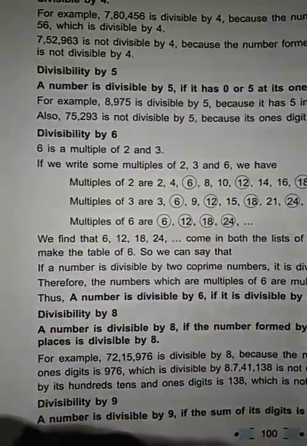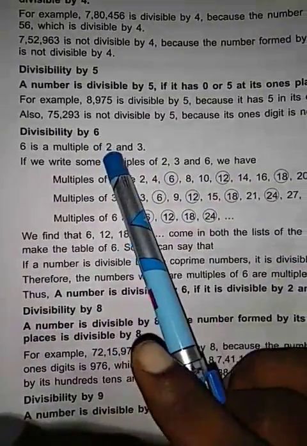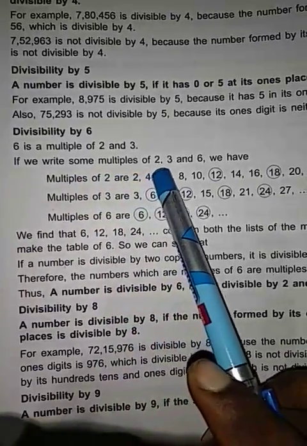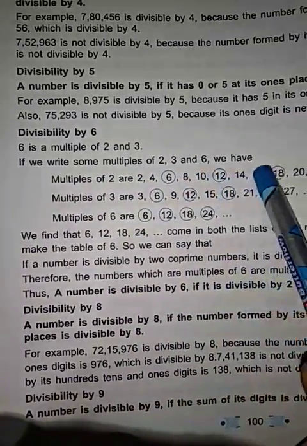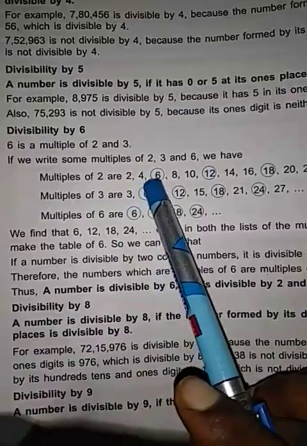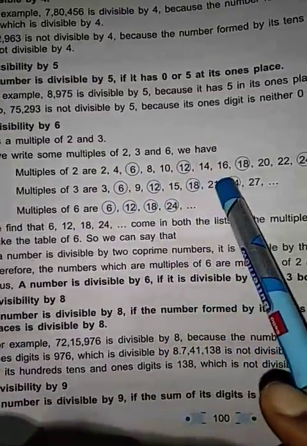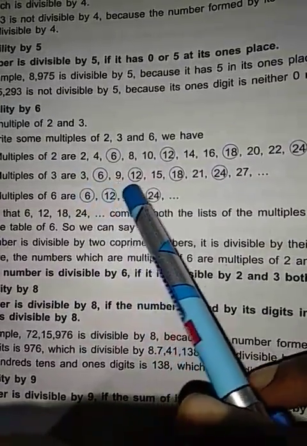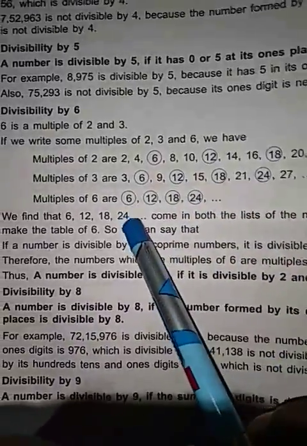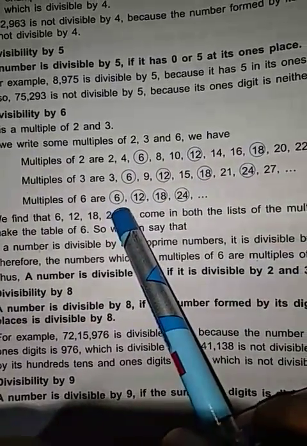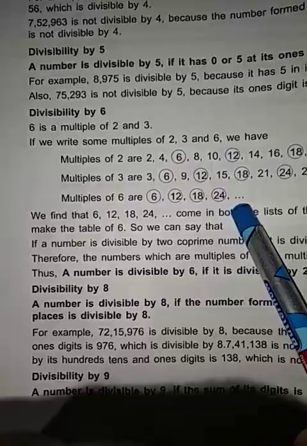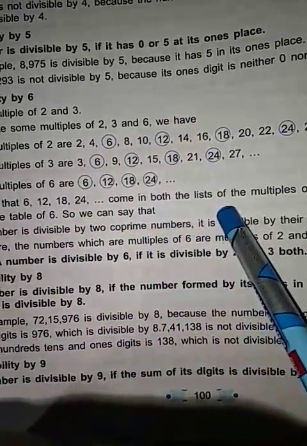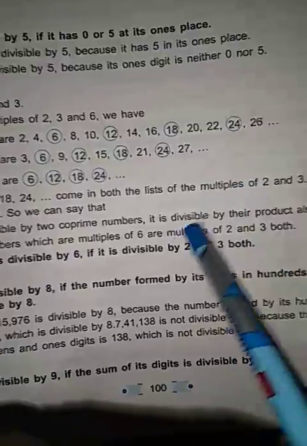Divisibility by 6. 6 is a multiple of 2 and 3. We know very well, so we write the multiples of 2, 3 and 6. The multiples of 2 are 2, 4, 6, 8, 10, 12, 14, 16, 18, 24. And of 3 are 3, 6, 9, 12, 18. So the common multiples are 6, 12, 18 and 24. We find that 6, 12, 18, 24 come in both the list of the multiples of 2 and the multiples of 3.